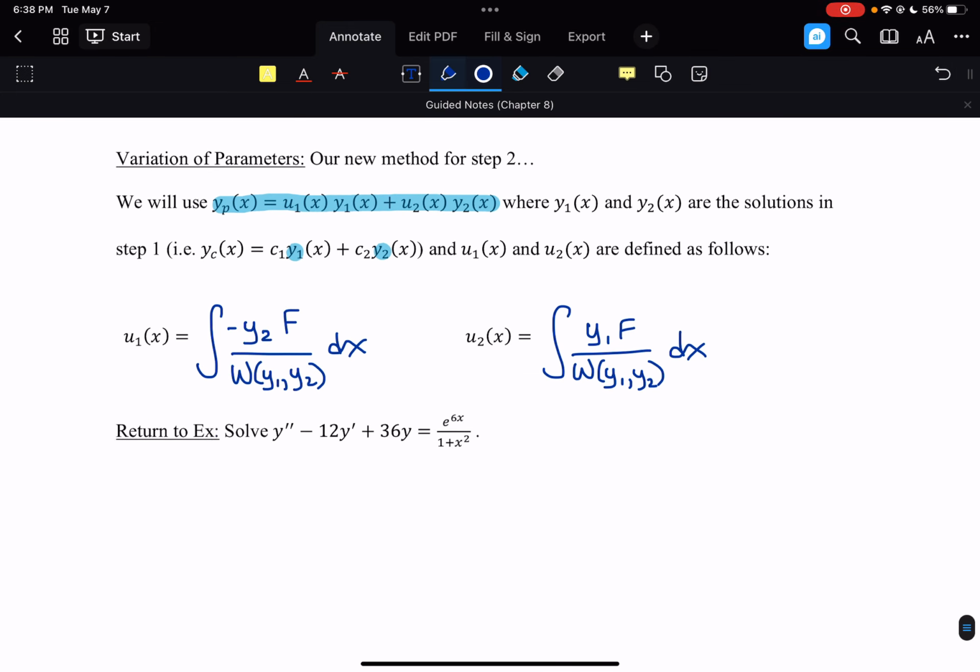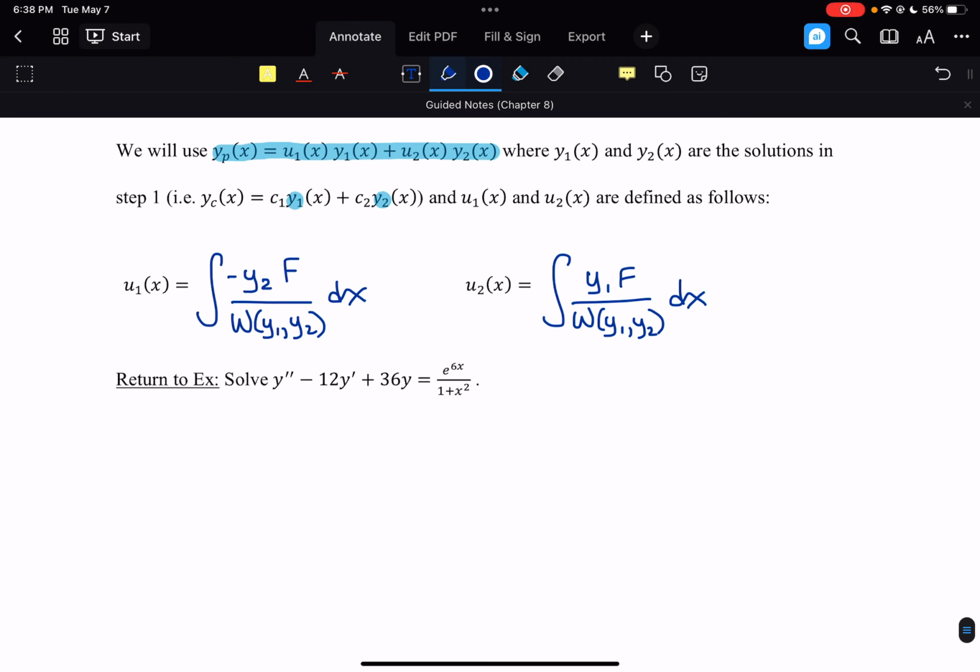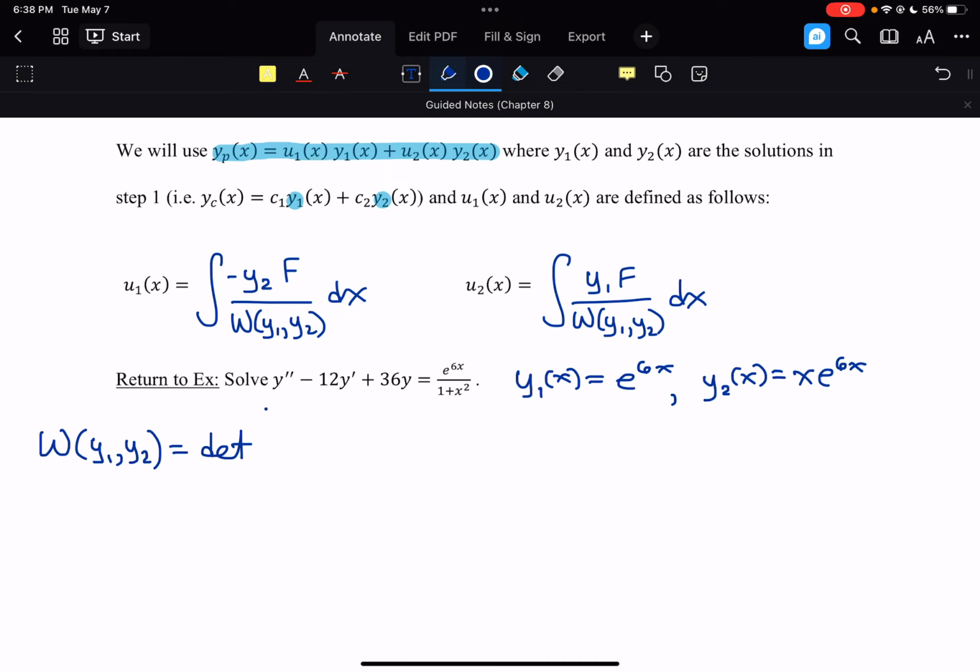So what we need to do now is take y1, which is going to be e to the 6x, and y2, which is x e to the 6x. So those were our two solutions. We're going to need to take the Wronskian of the two solutions, y1 and y2, which means we're going to take the determinant, where the columns represent the derivatives of these solutions.